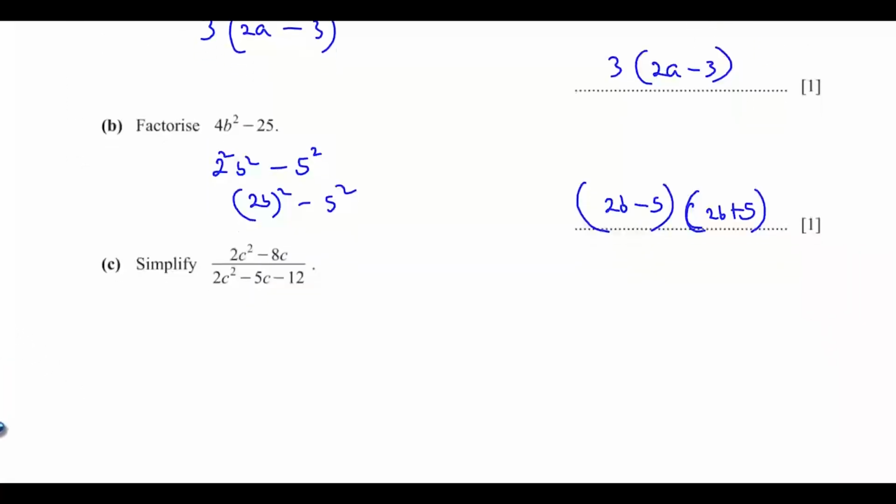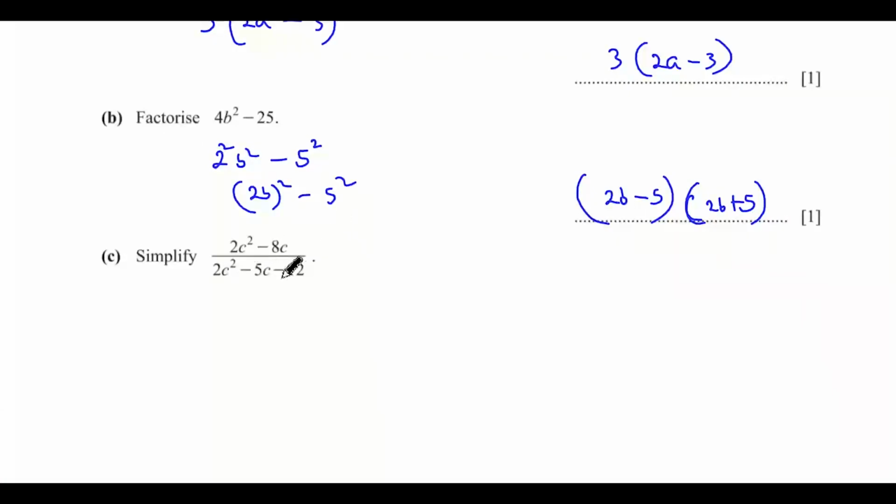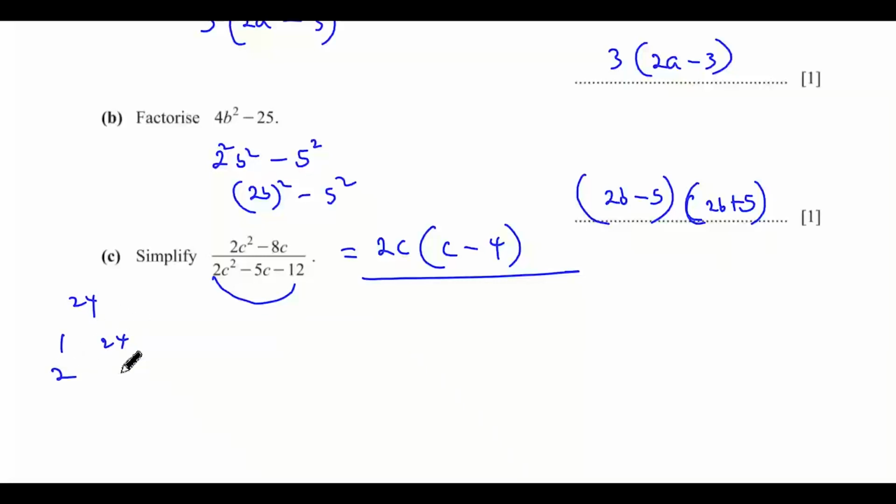Part C, you need to simplify this. At the numerator, 2c is common. You have 2c into c minus 4 left. Over, so this is a quadratic expression. So this and this will give you 24. So let's get the pairs. The first one will be 1 and 24, 2 and 12, 3 and 8. So we look for a pair that will give us minus 5c, and I think it is this.